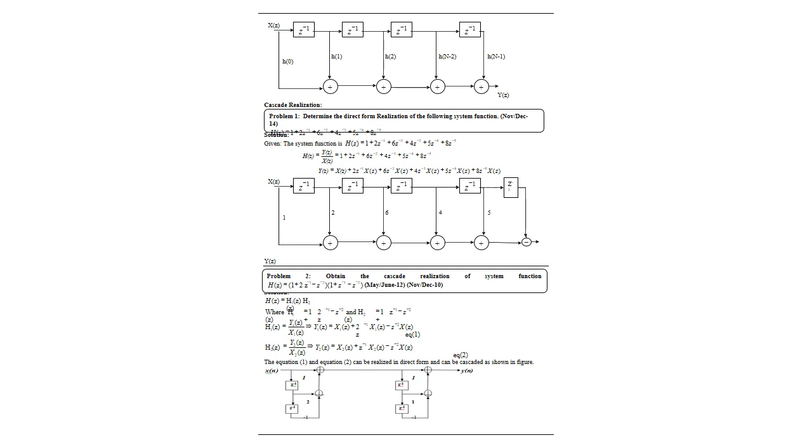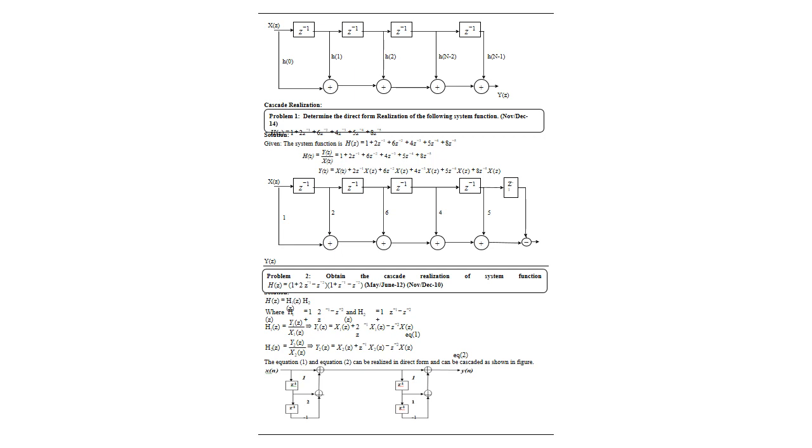For this equation of Y(z), we have to draw the realization diagram. Next, obtain the cascade realization of the system function H(z) equal to (1 plus 2z inverse minus z power minus 2) into (1 plus z inverse minus z power minus 2). So H(z) is equal to H1(z) into H2(z), where H1(z) is 1 plus 2z inverse and H2(z) is 1 plus z inverse minus z power minus 2.